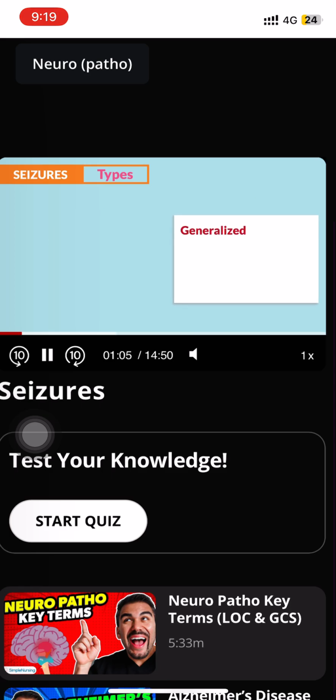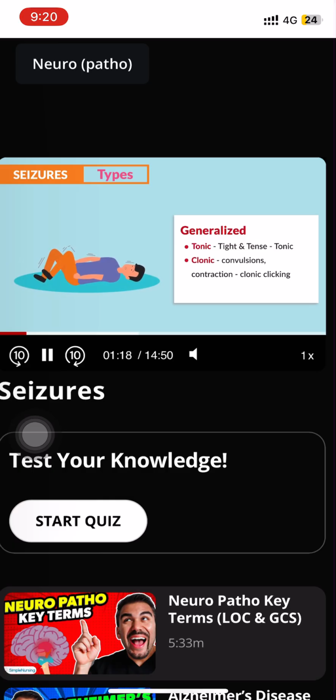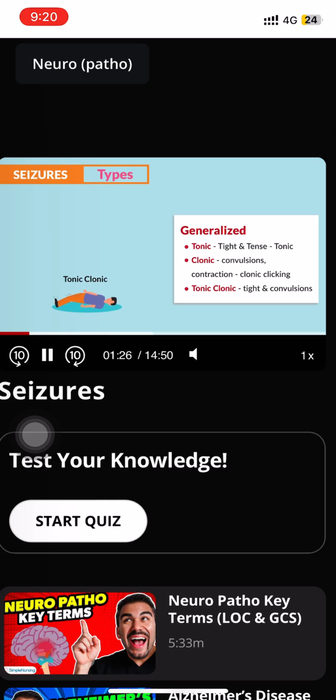So generalized were the most tested. So write this down. Tonic seizures, we typically see a tight, intense body. So just think of the T's for tonic, for T's and tight, intense. And clonic, we usually see convulsions and contractions, even clonic clicking. So when we see a tonic-clonic seizure, this is a tight and convulsive kind of seizure, formerly known as a grand mal seizure. These are the classic ones that we see in movies and TV.